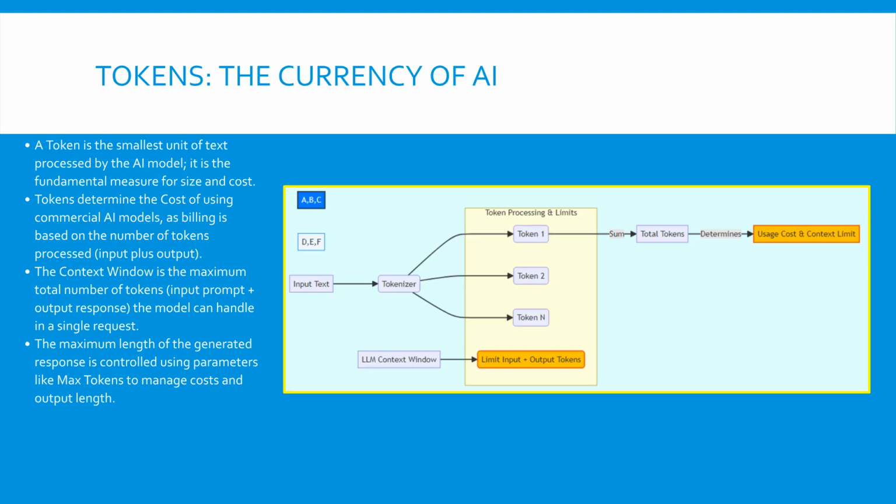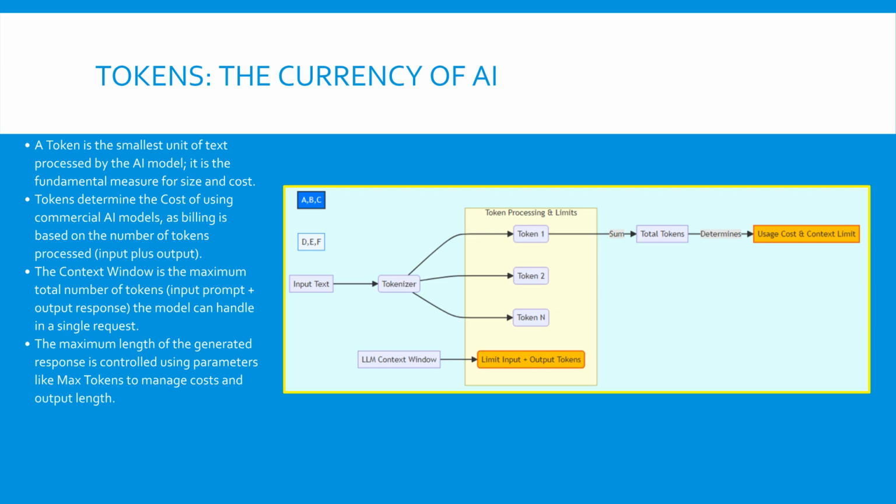Next, we need to understand tokens, which are essentially the currency and the basic building blocks of language that the AI model understands. When you input a word, the AI breaks it down into tokens. For example, the phrase "Hello Java" might be split into 3 tokens: hello, hello, and Java. Tokens are important for 2 main reasons. First, they determine the cost of using paid AI services. The more tokens you send or receive, the more you are charged.